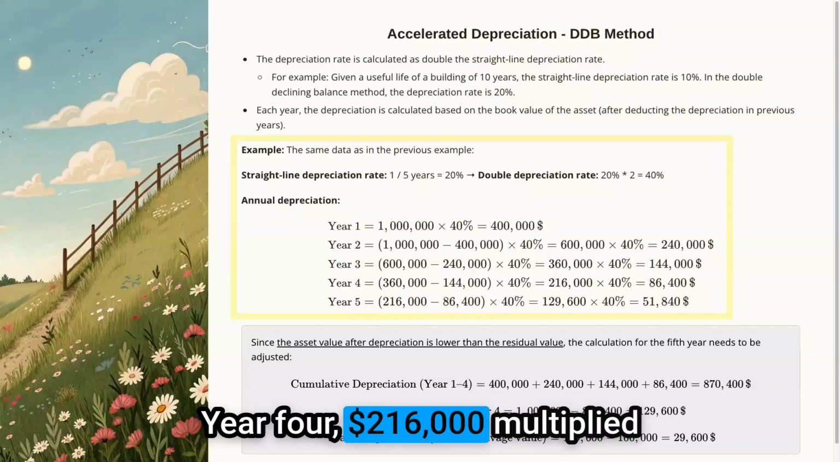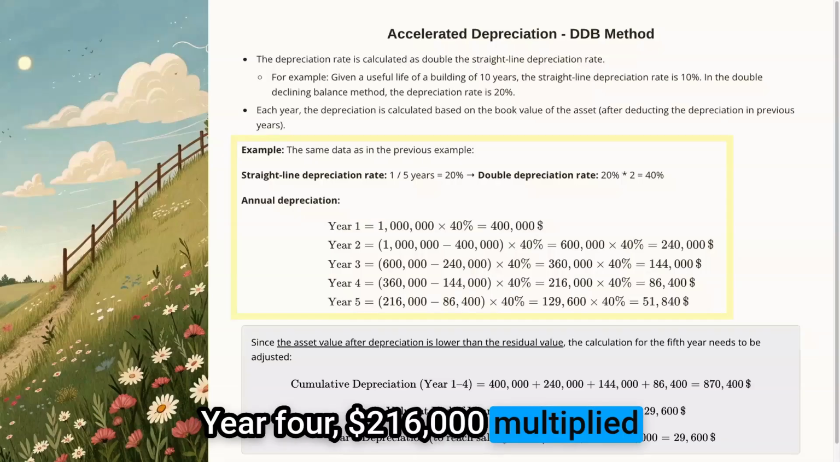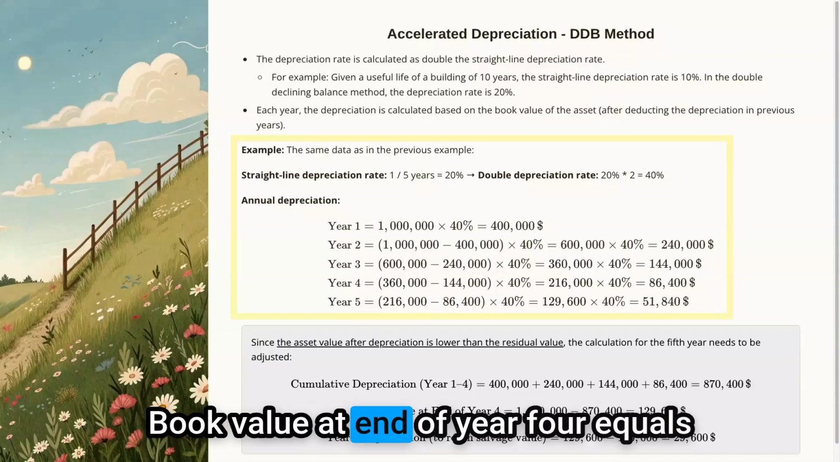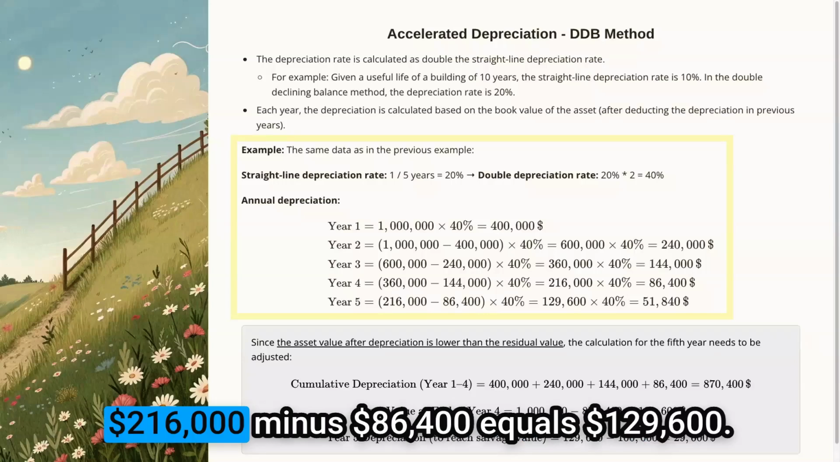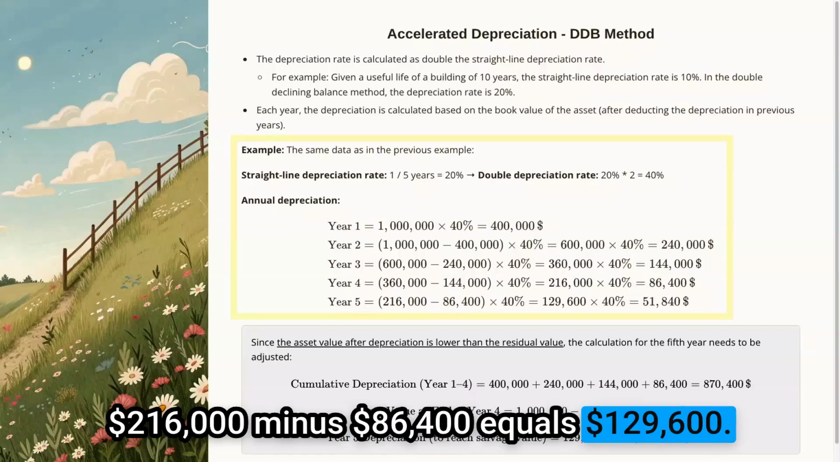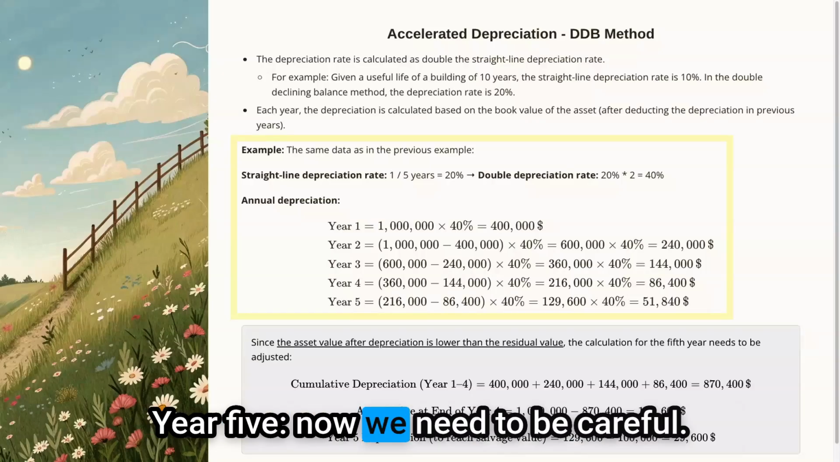Year 4, $216,000 multiplied by 40% equals $86,400. Book value at end of year 4 equals $216,000 minus $86,400 equals $129,600. Year 5, now we need to be careful.